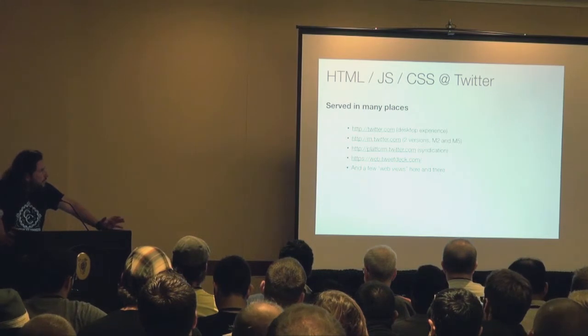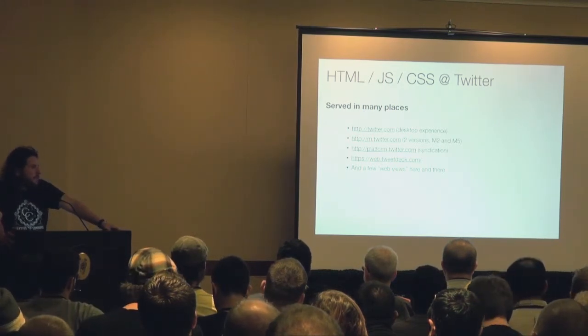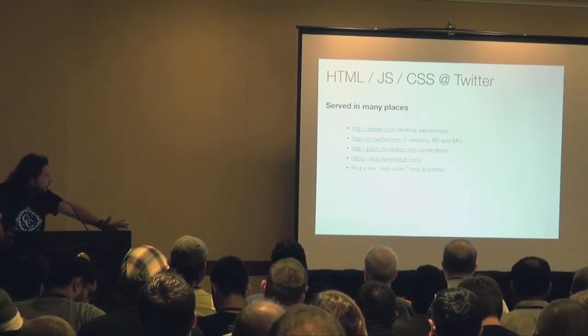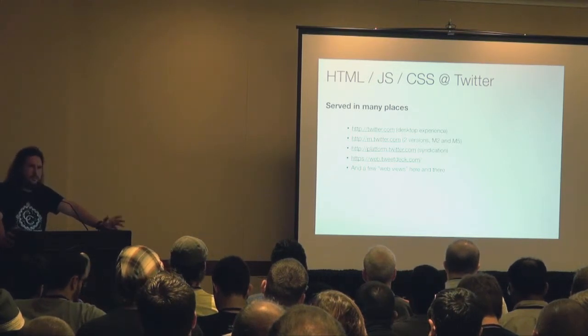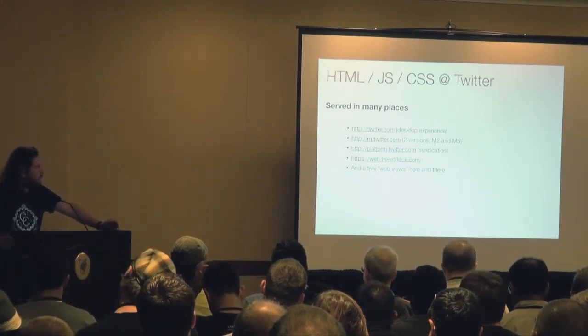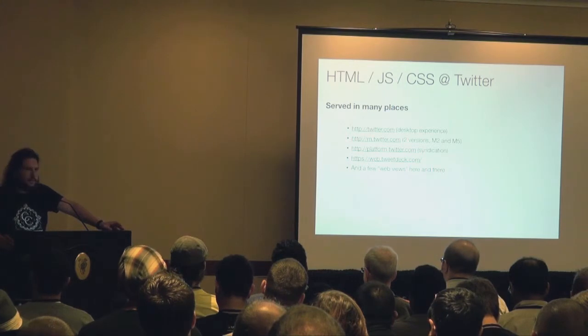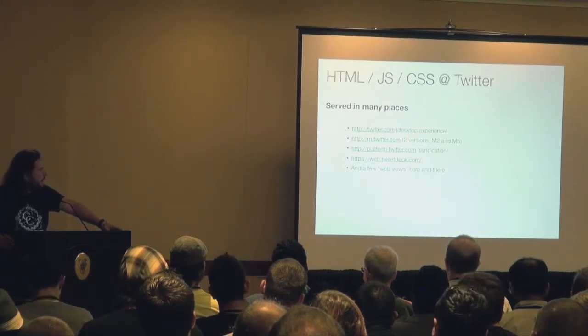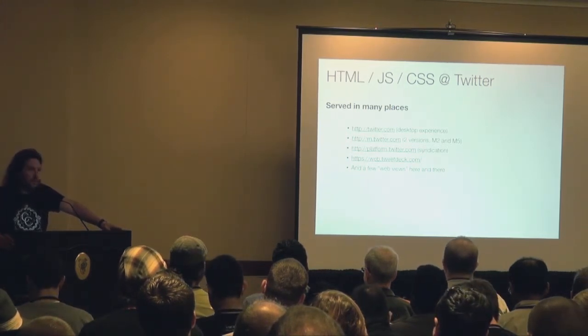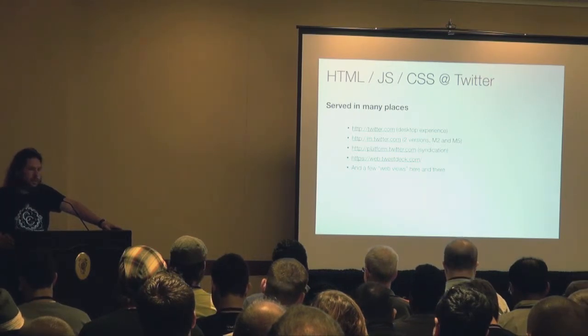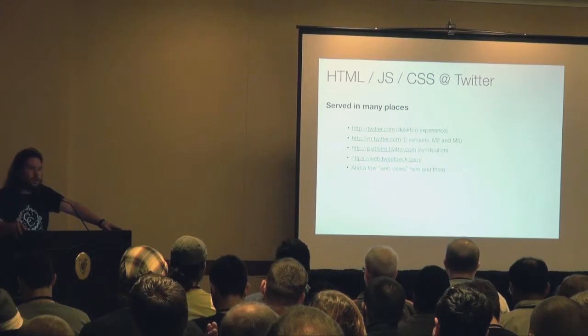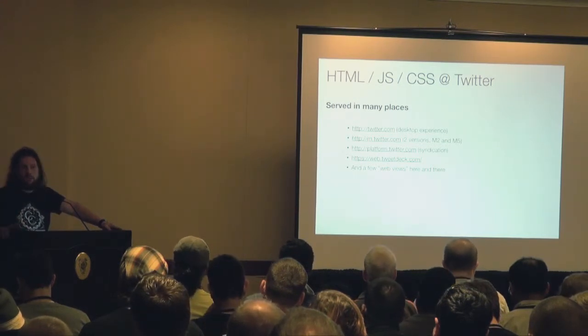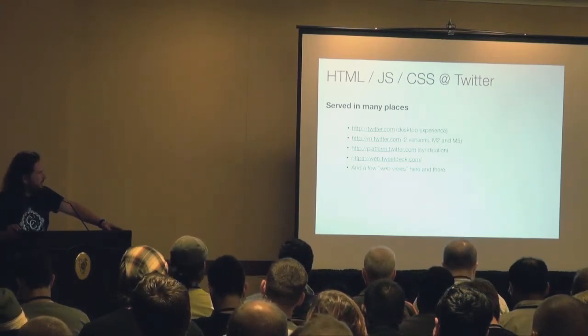The HTML layer is also served in many places at Twitter. So, of course, you know of twitter.com. That's what we call the desktop experience. That's what most everyone sitting at their desk all day can see. There's also two versions of mobile, m.twitter.com, a version for smartphones, and a version we call M2 for feature phones. So not so smart phones, let's call them.